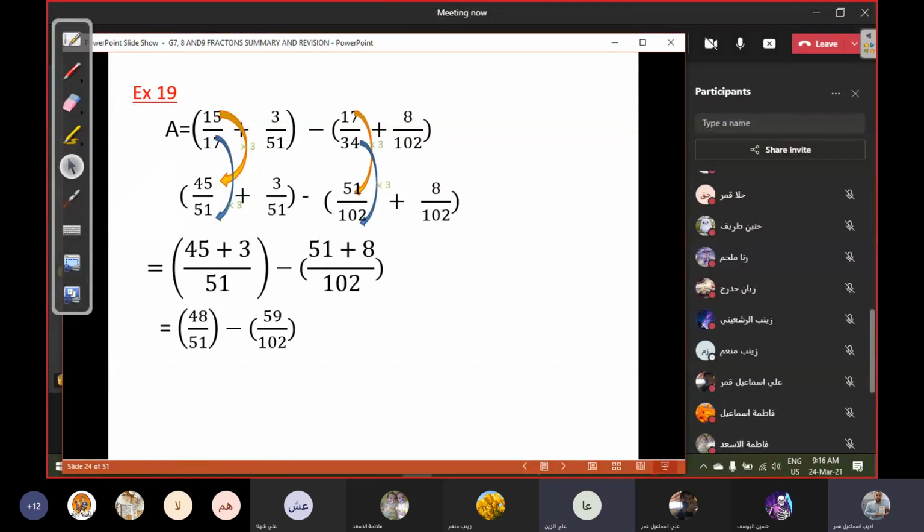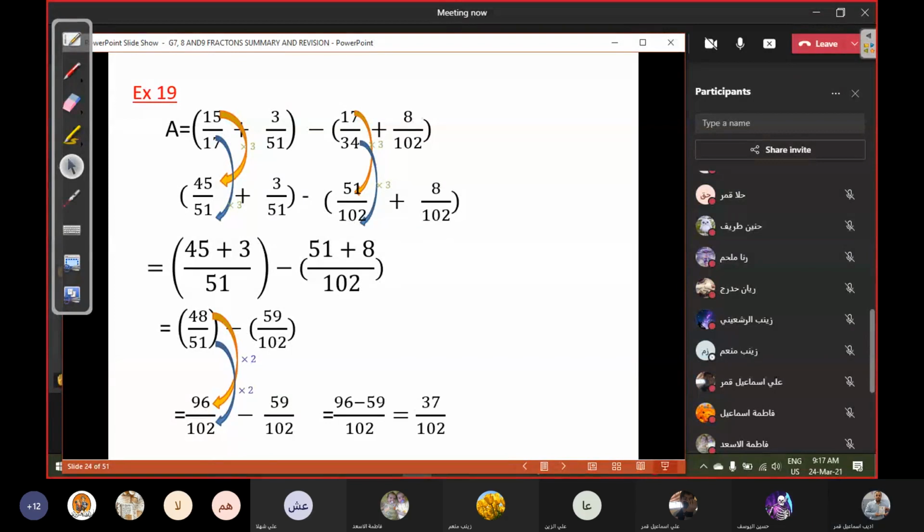Okay, 51 and 102. What is the least common multiple between them? 102. 102 is divisible by 51. So we multiply the first fraction by 2, top and bottom. We get 96 over 102 minus 59 over 102, which is equal to 96 minus 59 over 102, equal to 37 over 102. These are the examples we solved.